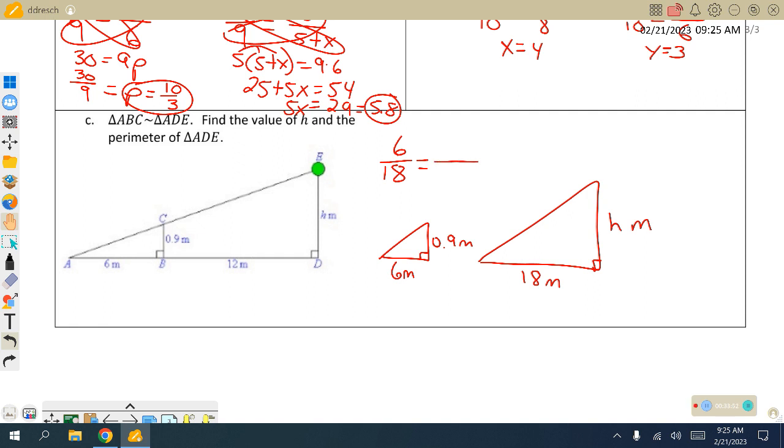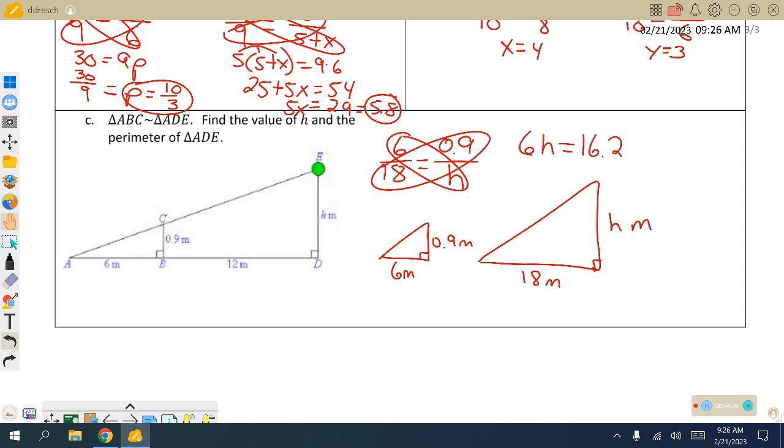What goes in the numerator then, and what goes in the denominator? 6 to 18 is going to be what over what? And if you want 18 over 6, then you could have put h over 0.9. So finish it off now. Do your cross products. 6h, and then 18 times 0.9. Then divide that by 6.